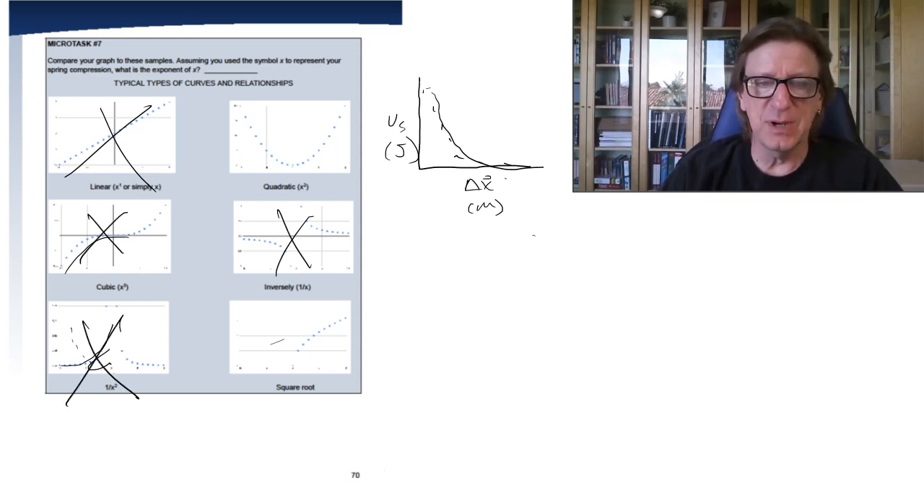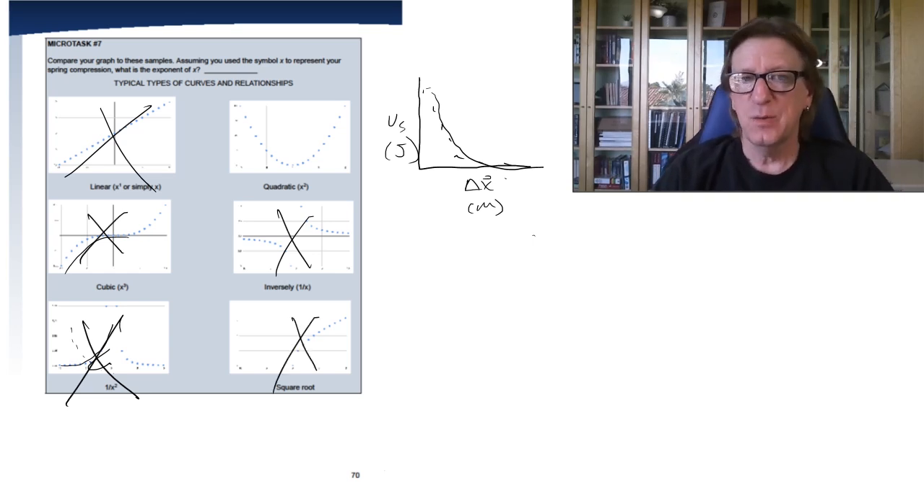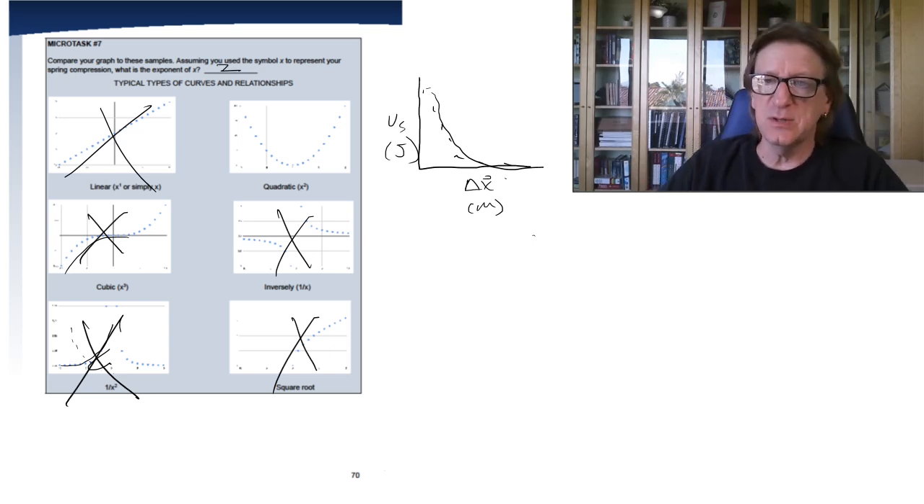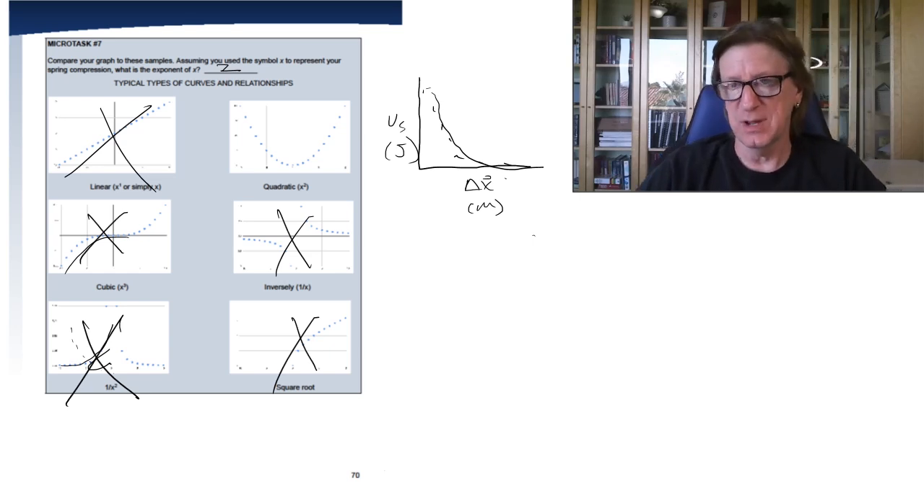And then finally my square root. Now my square root cannot be negative, can it? You can't get a negative number out of the square root. So there is no negative part. So that one we can eliminate pretty quickly. So based on that, we can now say that we think that it is going to be quadratic. It's going to be to the power of 2 for our exponent.